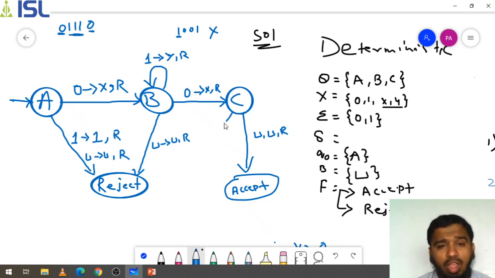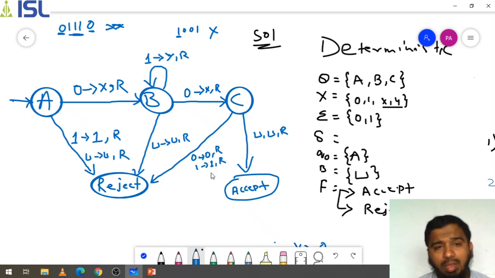And at the last, after finishing the 0, what does that mean? 0 means after this there should not be any number of things. So here 0 comma 0 is 0, move to r. 1 or 1 is to be r, right hand side. If we have this kind of value from C, then it should move to the reject.